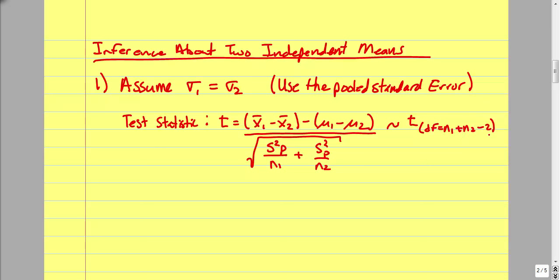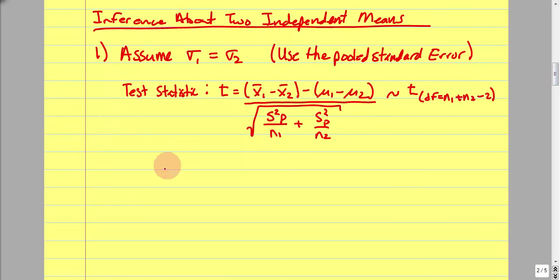So instead of just n minus 1 degrees of freedom, I pool the sample sizes and subtract 2 for my degrees of freedom. Now the question is, what is this s squared p? Well, before we get into s squared p, let's go ahead and look at a confidence interval as well.